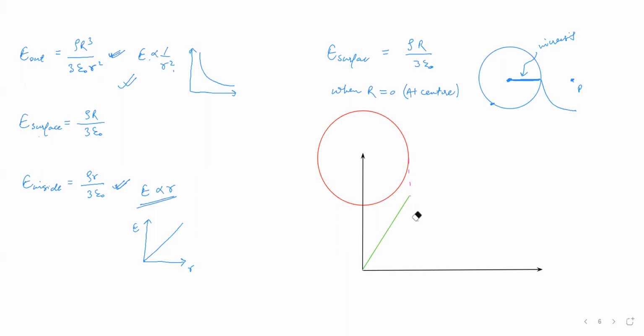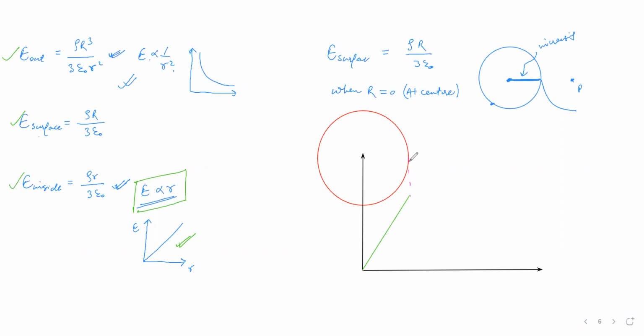And now, Nawal, can you tell me which equation will satisfy this graph, this green line graph? Is this for E outside, E surface, or E inside? E inside. Remember here, E is directly proportional to R. You can look at this graph. Are you clear? Yes.